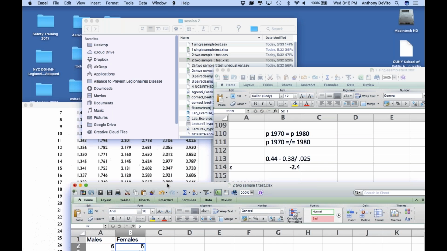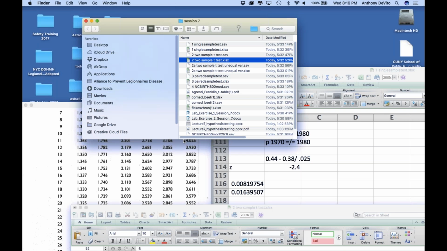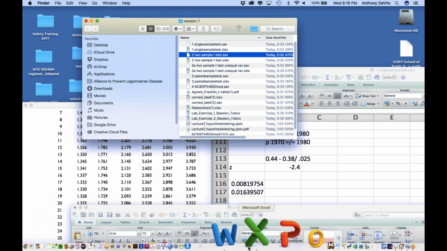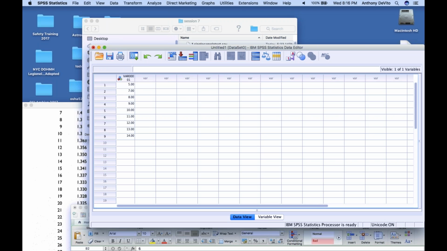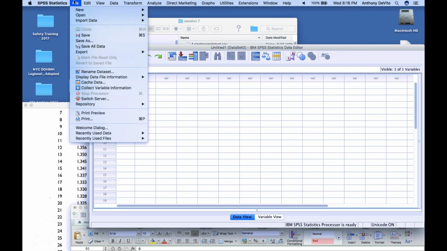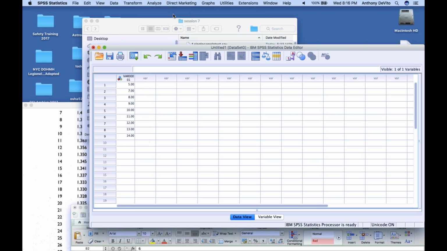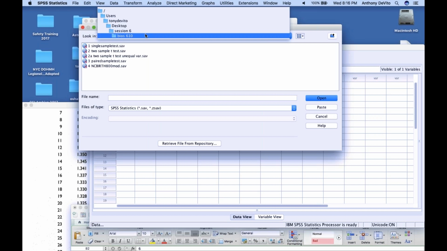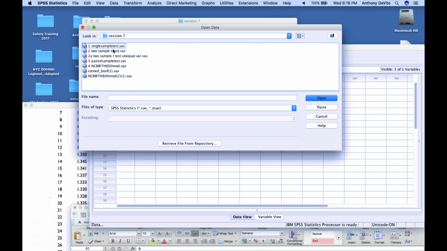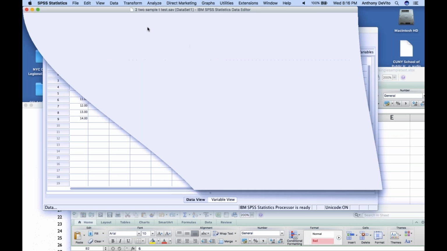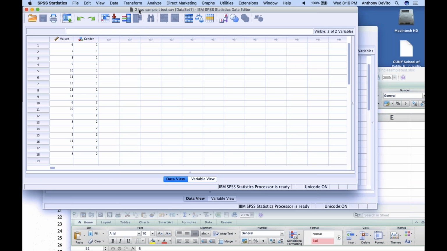I am going to do this calculation, not manually, but using SPSS. So I have an SPSS version of this file right here. So let me open SPSS. Okay, and I'm going to say open. Data. And I'm going to go up to the top. And two sample t-test. Okay, and here we go.